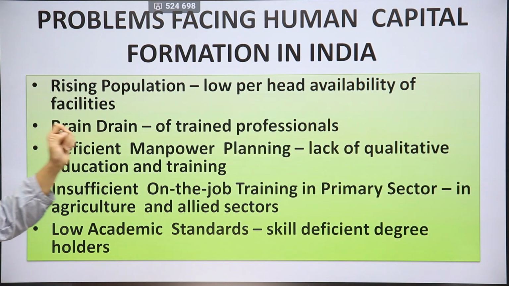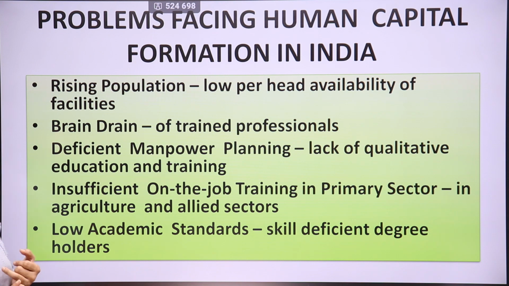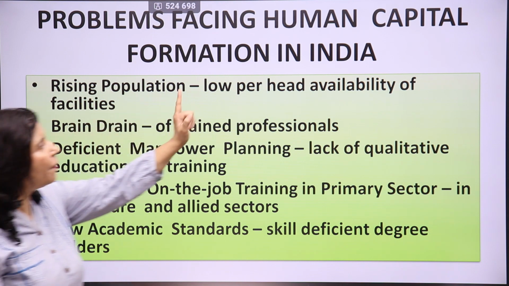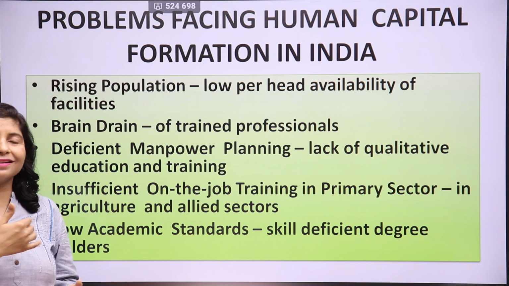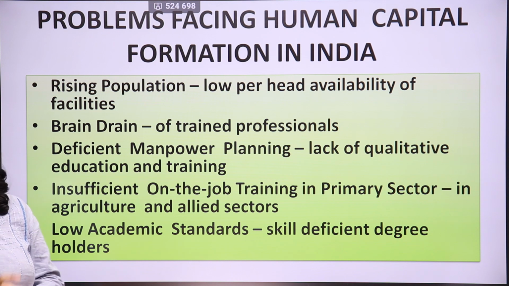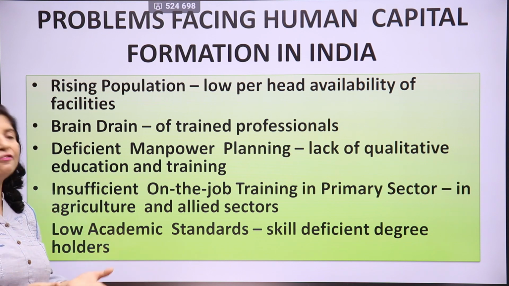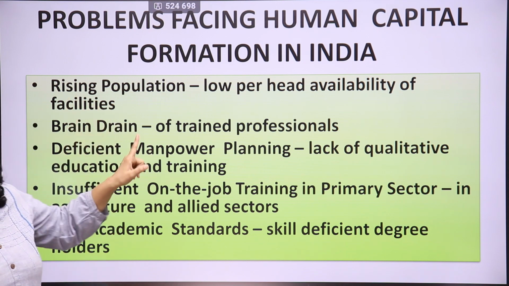Then problems facing human capital formation in India. Rising population is a perennial problem, a continuous problem India is facing every year. A large number of people get added to the workforce, and there is huge pressure on your health facilities and your education facilities. That is the reason the per head availability of facilities is low in India. Why? Because the government, no doubt, is increasing facilities, but with increasing population they all get consumed very quickly. So we are never at the maximum rate of growth that we can achieve, because our population rate is very high.